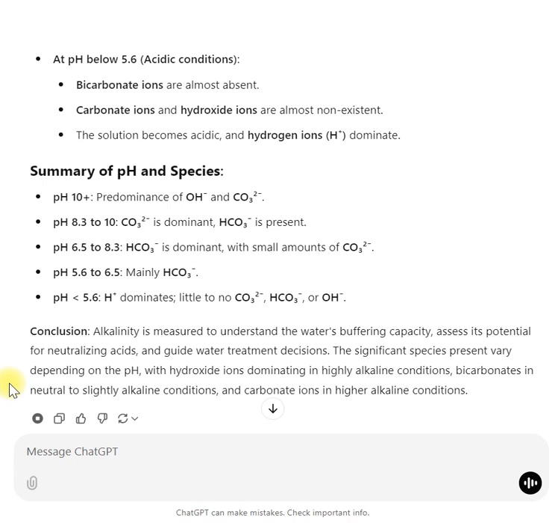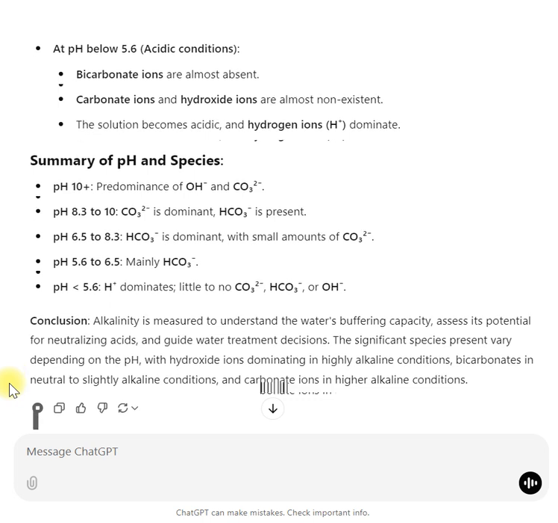Conclusion. Alkalinity is measured to understand the water's buffering capacity, assess its potential for neutralizing acids, and guide water treatment decisions. The significant species present vary depending on the pH, with hydroxide ions dominating in highly alkaline conditions, bicarbonates in neutral to slightly alkaline conditions, and carbonate ions in higher alkaline conditions.